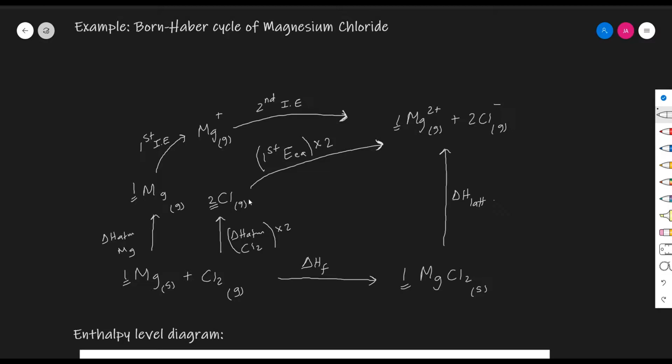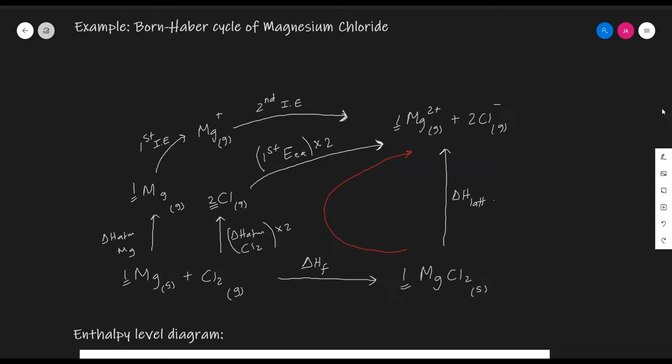Once the cycle is formed, I can calculate the lattice enthalpy for magnesium chloride by simply summing up these processes over here. The enthalpy change of atomization of magnesium and chlorine multiplied by 2, the first and second ionization of magnesium, as well as the first electron affinity of chlorine multiplied by 2, and subtract the enthalpy change of formation from the sum, since we would move through the cycle in this direction, and we would move against the enthalpy change of formation.